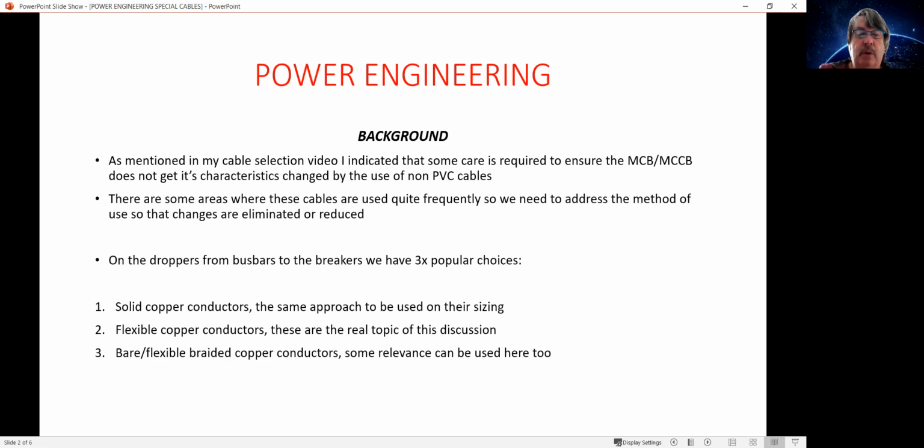We could have flexible copper conductors, and this is really what I'm looking at in this sort of topic here. The others are just by the by. And of course, you do get bare flexible braided copper conductors, copper pigtail type conductors. And the relevance here is also that they should be treated with the concern that we do with the normal solid conductors.